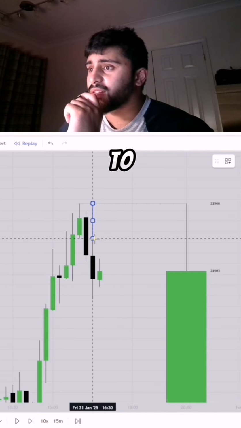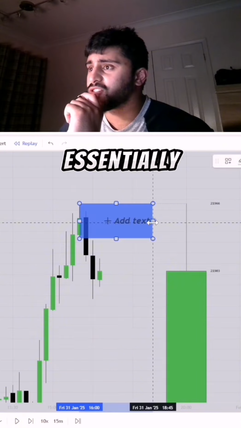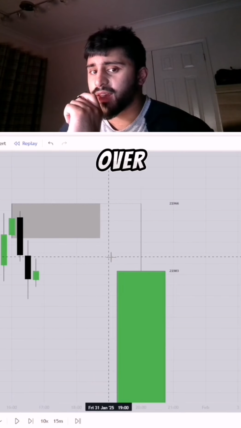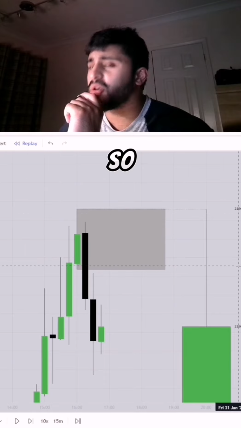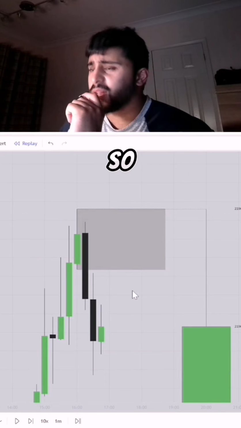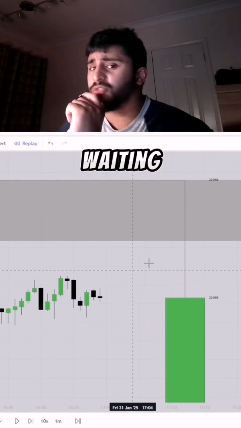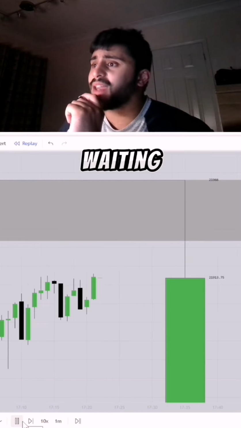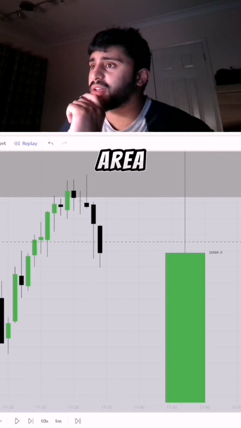So I want people to understand this because the fair value gap is essentially the one candle, the last candle before the imbalance. So the imbalance is just over here and the fair value gap is just above, right? So that is step one of the entry model. So step two of the entry model is we're waiting for price to come into this area. So if we continue to play price on, we're waiting patiently for price to mitigate this area.